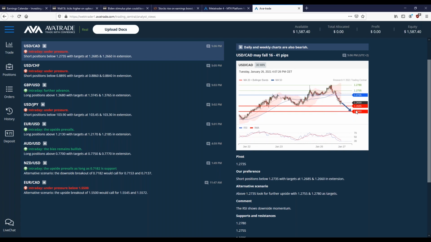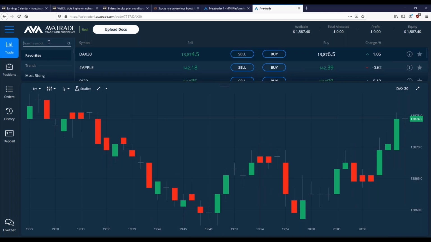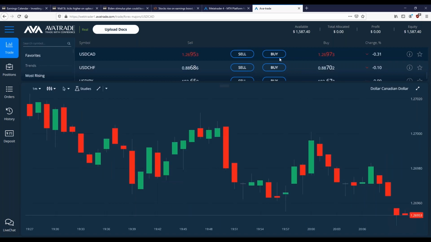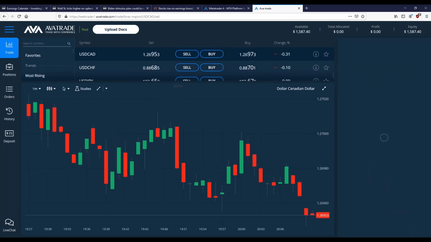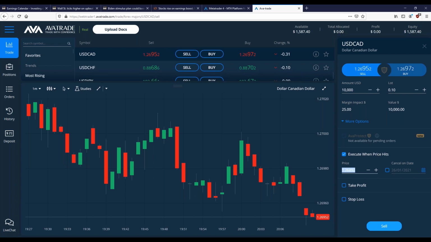Okay, so you see the price 1.2685. So, you know, how do I put that in action? Well, I can go to here. I can pull up USD Canadian. There it is. Okay, and I said maybe sell whatever that price level was. I can do a pending order, execute when price hits. I put the price that that support level was, just below that price. If it hits that price, it'll sell.